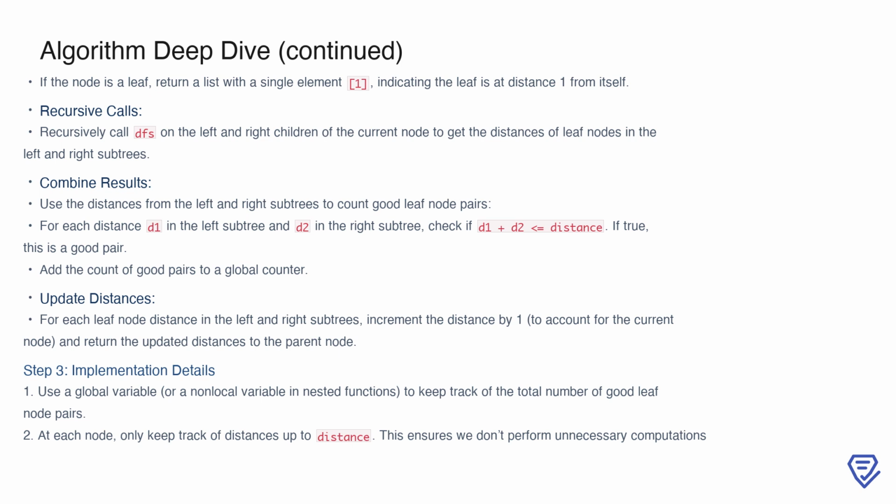For non-leaf nodes, we make recursive calls to the left and right children to obtain the distances of leaf nodes in their respective subtrees. Once we have these distances, we compare them to count good leaf node pairs. Specifically, for every distance d1 in the left subtree and d2 in the right subtree, we check if their sum is less than or equal to the given distance. If so, this is a good pair, and we increment a global counter that tracks the total number of good pairs. After counting, we increment each distance by 1 to account for the current node and return these updated distances to the parent node, ensuring the propagation of data up the tree.